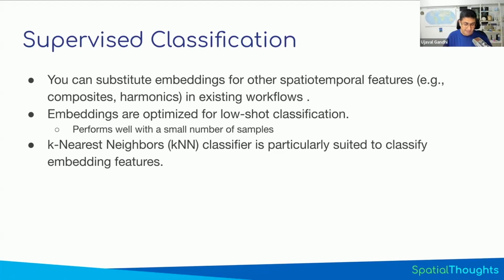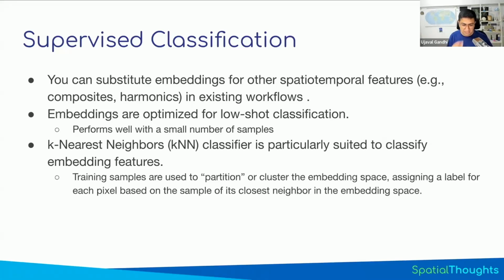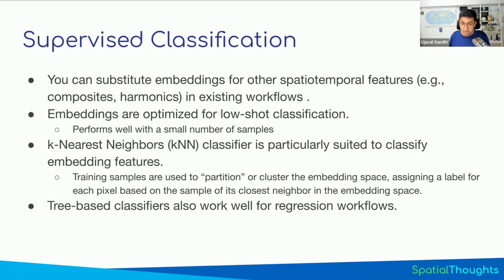So if you have an existing classification and you want to try embeddings, you'll replace your input features with embeddings, change your classifier from random forest to a KNN classifier, and you should see a huge jump in accuracy. The reason it works well is because KNN is inherently suited for partitioning the embedding space, versus random forest, which is a more non-linear approach to separating the feature space and does not work as well as KNN for separating.